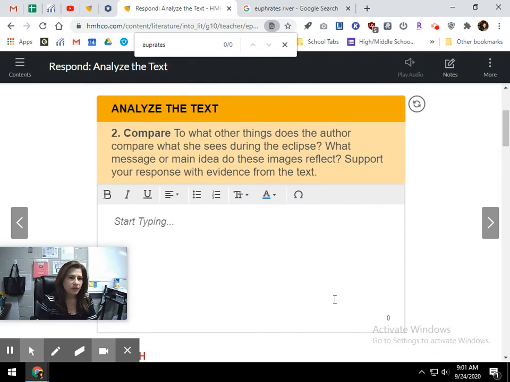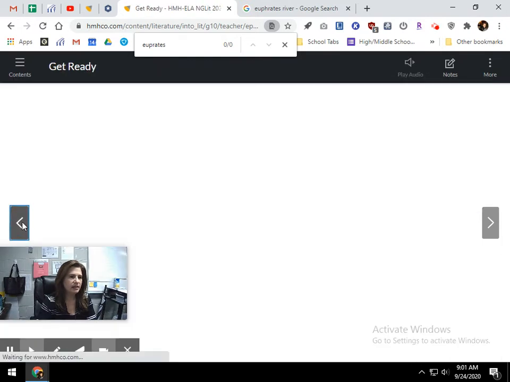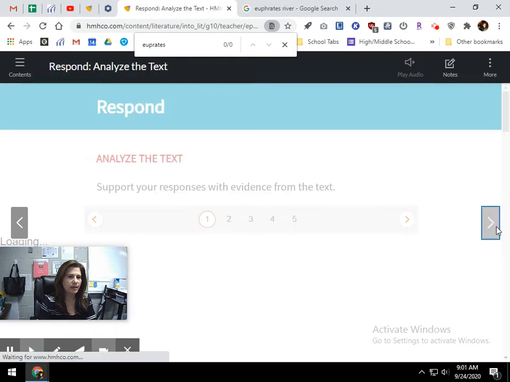To what other things does the author compare what she sees during the eclipse? Now, we had a little bit of trouble in my first period class because they were trying to say, well, she didn't compare the eclipse to anything. It's not the eclipse itself, it's just anything in the text that she compares to something else. So I remember in the text, she says, and I addressed this in the video yesterday, so I'm not going to go back to it.